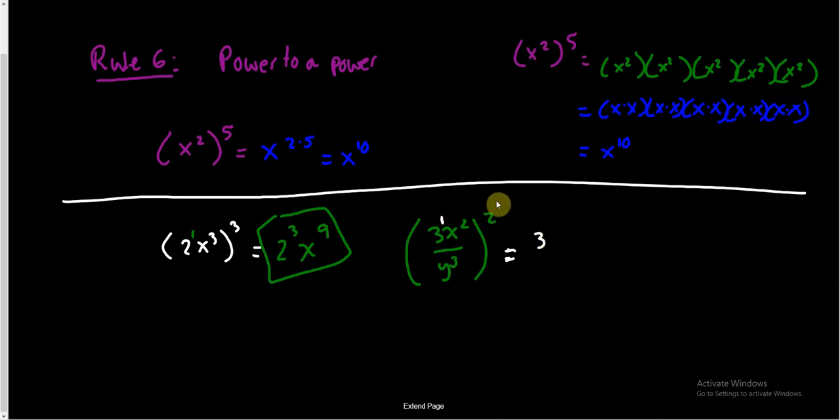So 1 times 2 is 2. X to the 2 times 2 is 4. And y to the 3 times 2 is 6. Beautiful. So those are all the exponent rules.